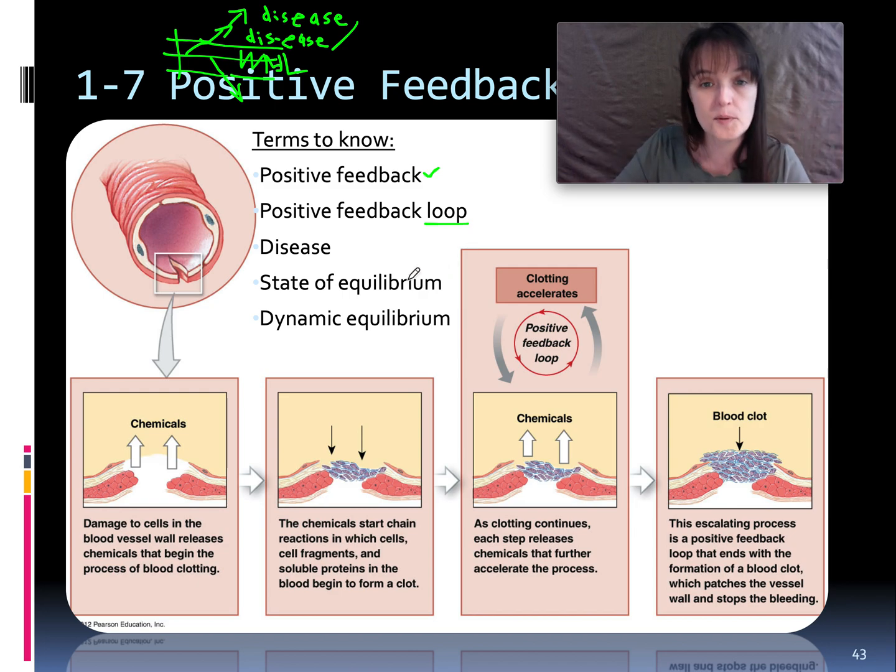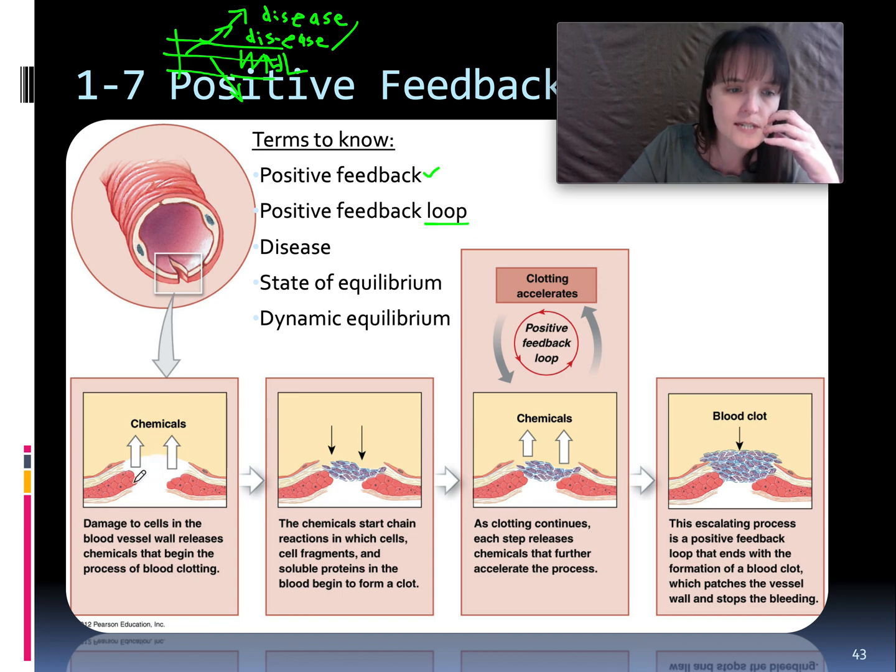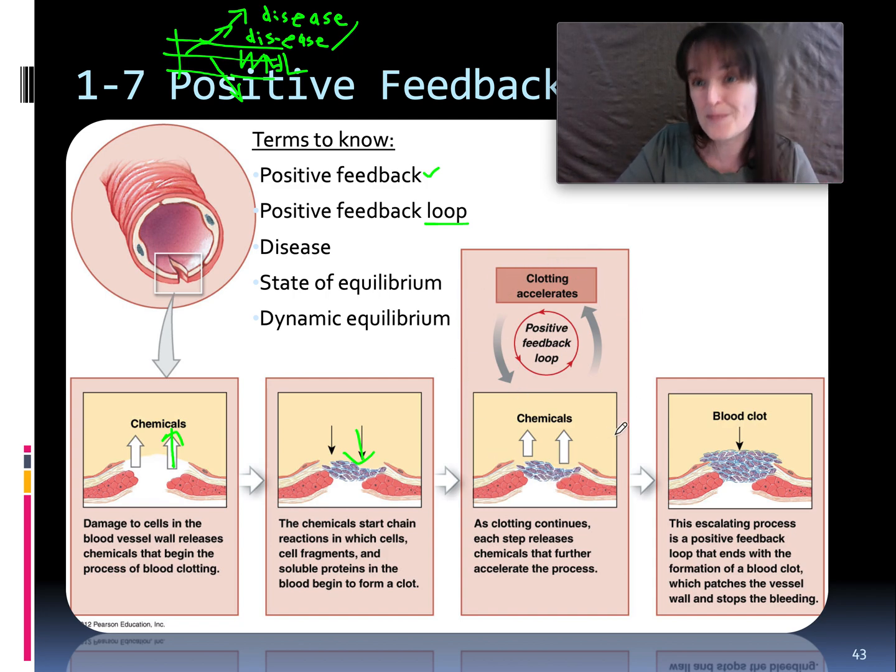So one example of positive feedback happens in blood clotting. When you damage the blood vessel wall, that releases chemicals, and the chemicals attract platelets. And the platelets then release chemicals that attract more platelets, which release chemicals that attract more platelets, until you've quit bleeding. So it escalates. Positive feedback escalates until it solves the problem.